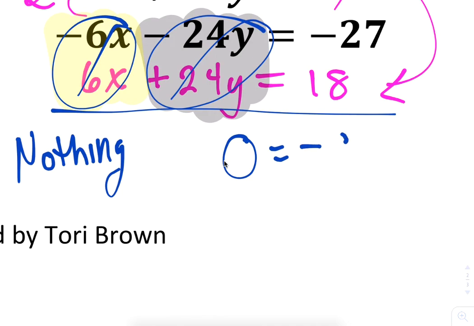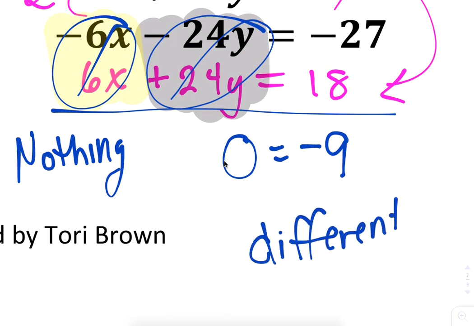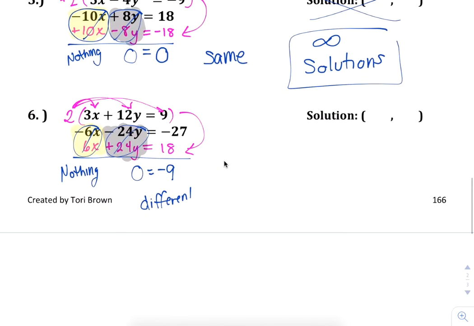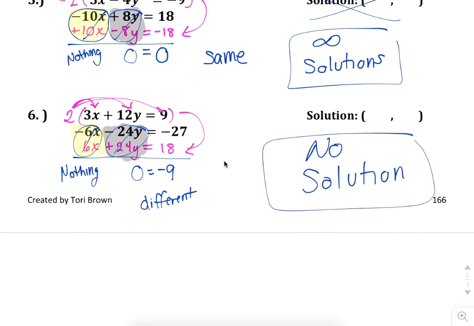That gives me a negative 9. That can't be infinite solutions because those numbers are different. So what's our final answer? Well, what's the only answer we haven't used so far? No solution. So when everything cancels and the numbers are different, that's no solution.